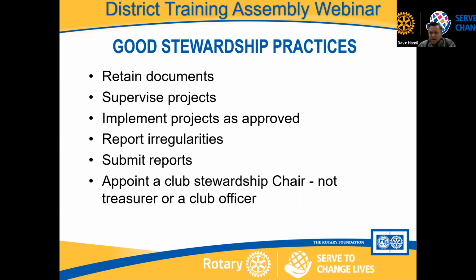Any irregularities noticed should be reported to the steward chair of the district. Submitting the reports. And again, if the club is large enough to have a stewardship chair, it's certainly encouraged. It probably shouldn't be either a treasurer or a club officer. The reason for that is that those are the people that are signing the checks. So it should be another person that is not directly involved in signing the checks.